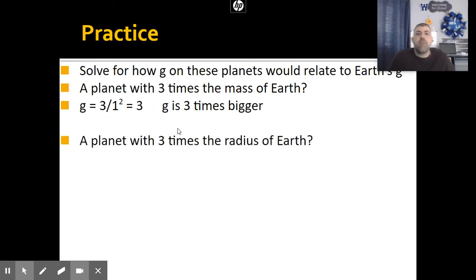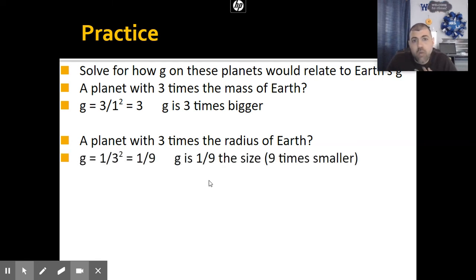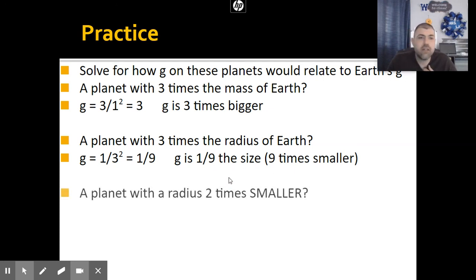All right, next one. A planet with 3 times the radius of the Earth. So now we're going to make the top of the equation 1 again. Our mass is going to go back to 1. And we're saying the radius is 3 times that of the Earth. So 3 goes on the bottom, and don't forget it's squared. All right, that answer would be 1/9 of the size. And again, here is how you can see what we did. 3 went on the bottom, that squared became 9, so now it's 1 divided by 9. So that's 9 times smaller, or 1/9 of the size.